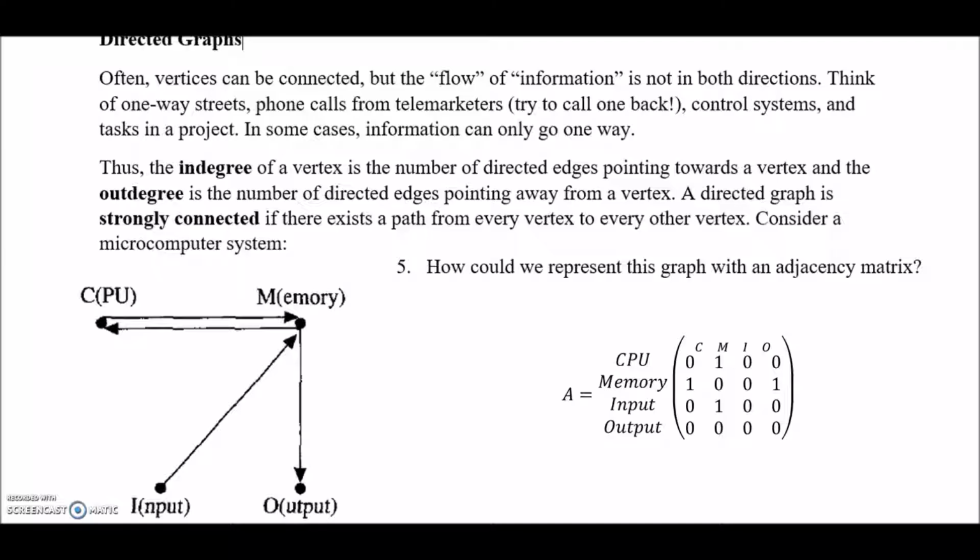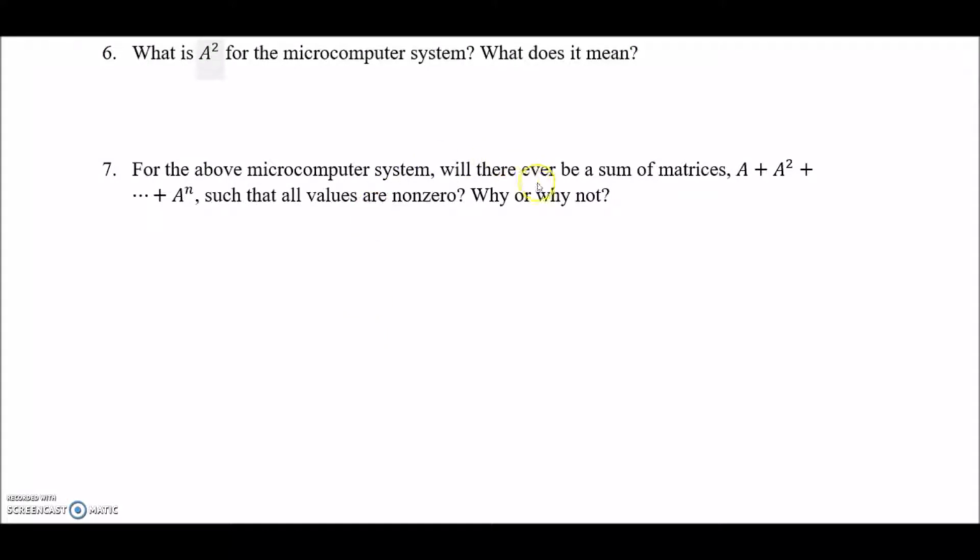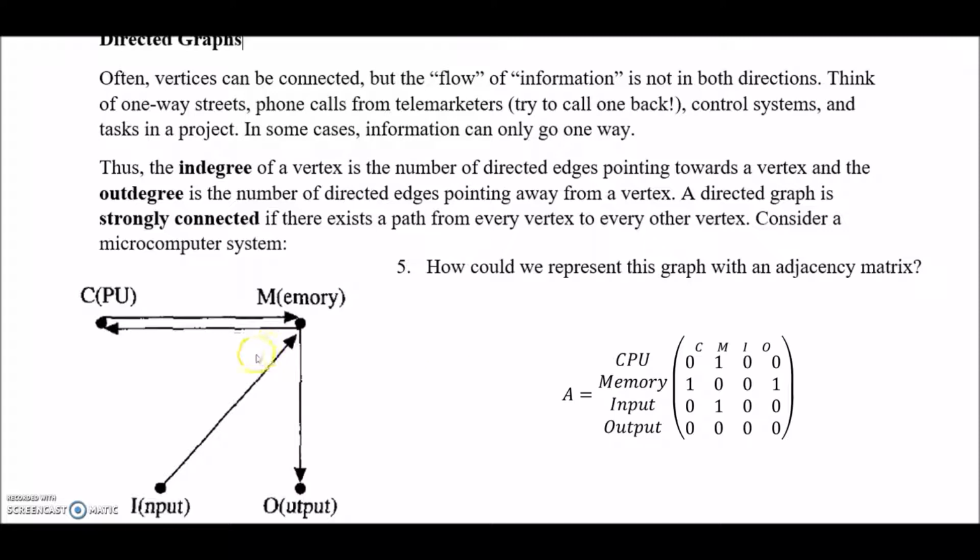Now, the final question here that we have is, will there ever be a sum of matrices where all values are non-zero? Well, no, there won't be, because you can't get information from the input back to the input, no matter how hard you try, no matter how many paths there are. I can keep sending information to the memory, but then it could just circulate between the CPU and the memory, but it can't ever go back to the input.